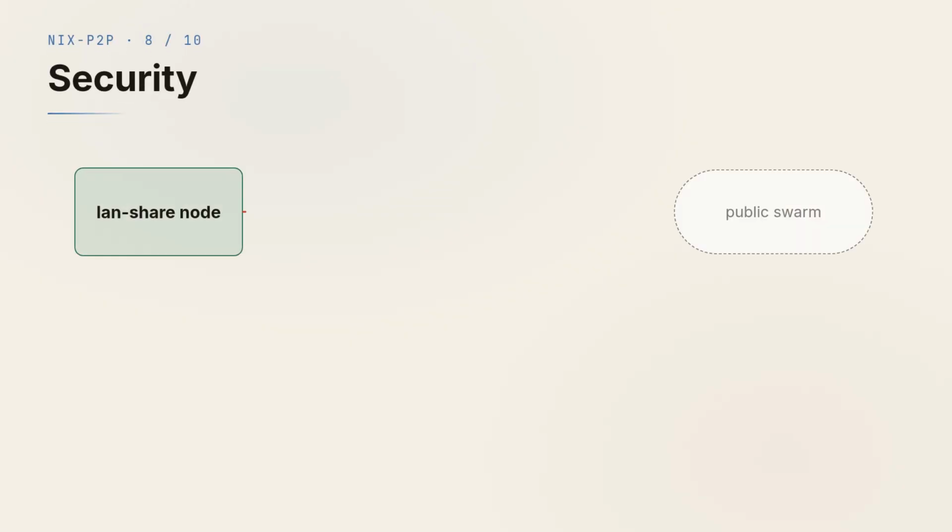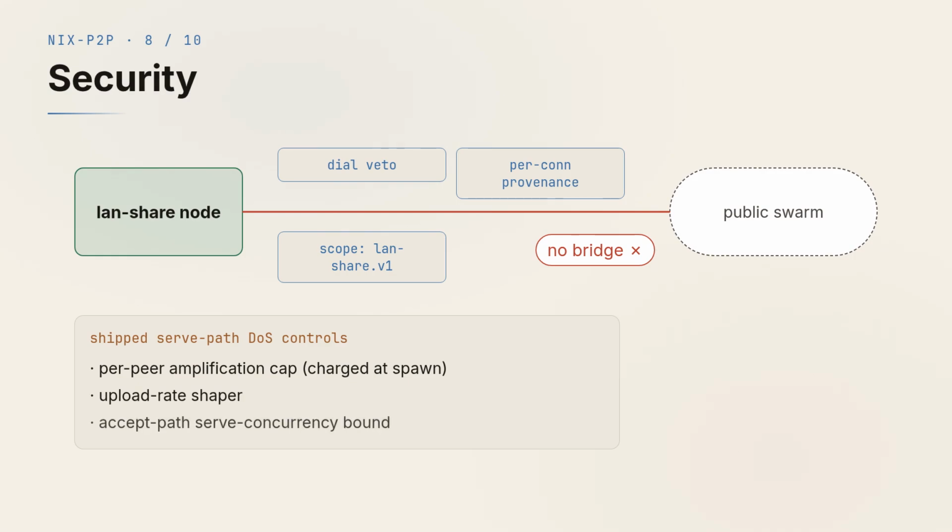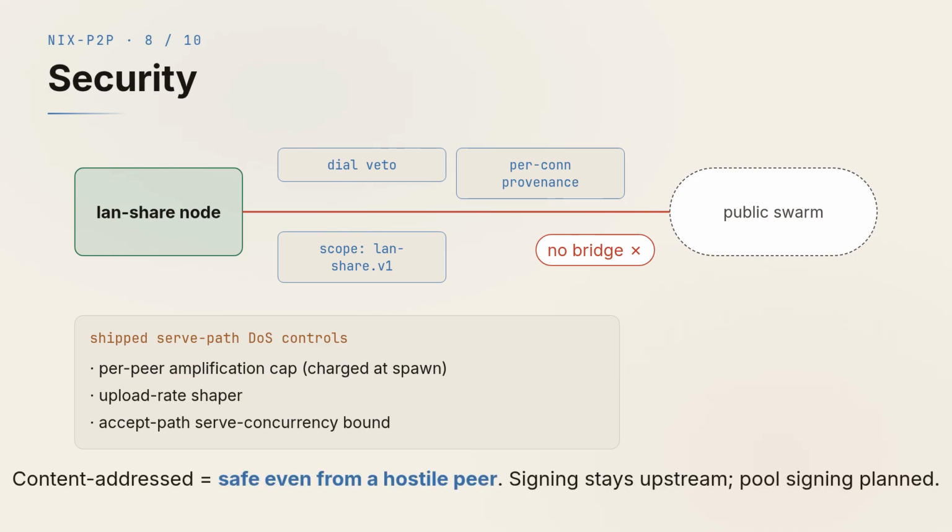Security rests on that same content-addressed boundary. Even a hostile peer cannot inject a bad path. A LAN share node is walled off from the public swarm by a dial veto, per-connection serve provenance, and a distinct DHT scope. The shipped serve path carries DoS controls, a per-peer amplification cap, an upload rate shaper, and a serve concurrency bound. Signing stays upstream, with pool signing planned for non-cache paths.